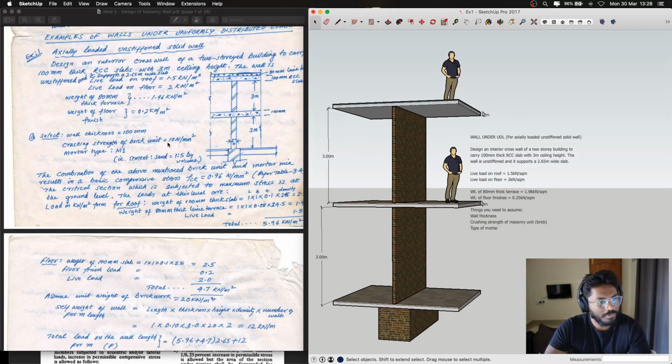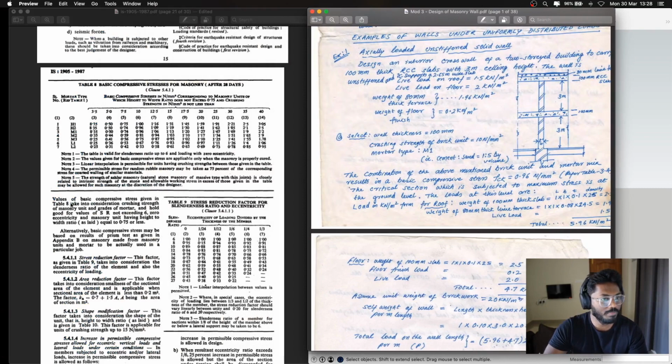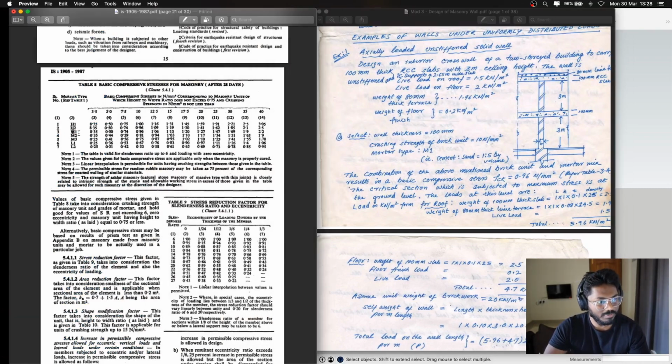Now, the crushing strength of the brick unit is 10 Newton per mm square. It is given in the question, in the data. The mortar type is M1. So going back to our table, Table 8, the mortar type is M1, and the crushing strength of the brick unit is 10 Newton per mm square, which is over here. Whatever coincides with that particular point, which is 0.96, is taken as the basic compressive stress in Newton per mm square. The combination of the above-mentioned brick unit and mortar mix results in a basic compressive stress of 0.96 Newton per mm square.